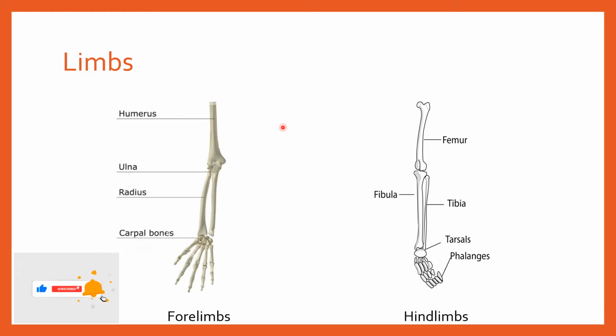The forelimbs are attached to the shoulder girdle and through the shoulder girdle to the spine. The upper forelimb is the humerus. This is the ulna and this is the radius. So forelimbs: humerus, ulna, radius. Hind limbs: femur, fibula and tibia.